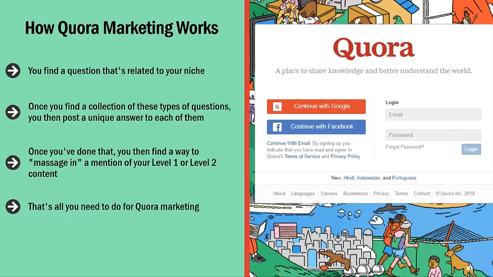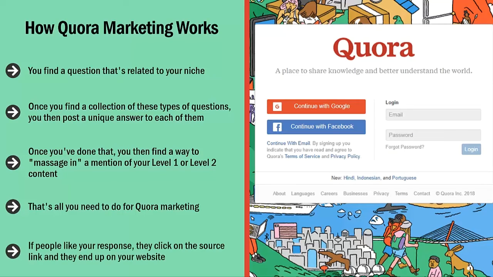It's all about finding the right question and then crafting an answer that not only answers the question directly, but also uses your marketing content as a resource. If people like your response, they click on the source link and they end up on your website. If they click through one or a couple more pages, they end up on your product comparison page. If they like what they see, they can then click to buy the product.